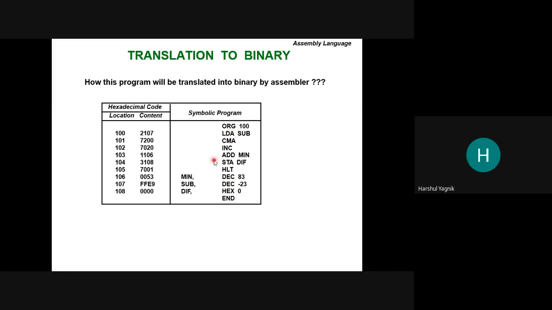Here, what are the labels used? SUB is the label used. MIN is the label used. DIF is the label used. This is in the symbolic program. And what is the respective value in the binary domain? Over here, the numbers are written in hexadecimal form for us to understand, but how they are converted into binary, we learned in our previous lecture.